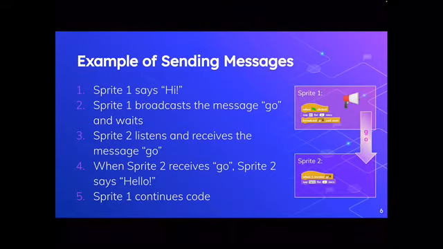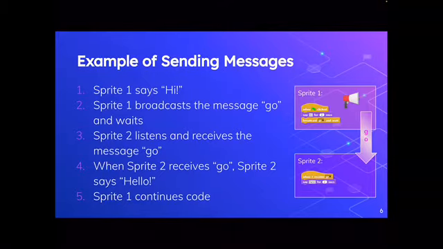Okay, so let's look at an example of sending messages. So without the code, we might think of this. We might want sprite 1 to say hi. So on the stage, you're going to see sprite 1, and you're going to see a little message saying hi that pops up. Then we want sprite 2 to say hello after that. So it'll almost look like a conversation. Sprite 1 says hi, then sprite 2 says hello. So to create this effect, we would use the segments on the right.